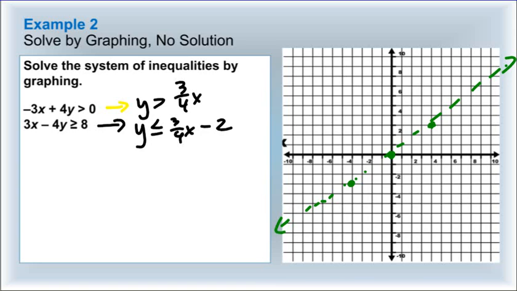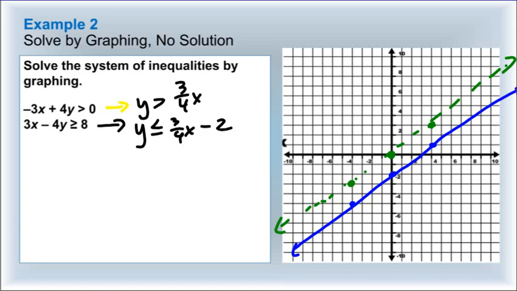And then the other one, we have a point at -2, with a slope of 3/4. So I go up 3, to the right 4, or I can go down 3, to the left 4. This one has a solid line because it can equal it. If I draw a line through here, you can see that they don't cross because the slope is the same.